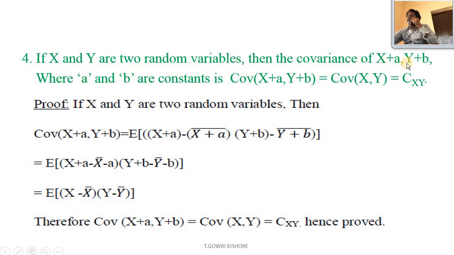Now the fourth one. If x and y are two random variables, then the covariance of x plus a comma y plus b, where a and b are constants, is co of x plus a comma y plus b, that is equal to co of x comma y, that is equal to Cxy. Proof: co of x plus a comma y plus b is equal to expectation of x plus a minus x plus a whole bar into y plus b minus y plus b whole bar. So that is equal to expectation of x plus a minus x bar minus a into y plus b minus y bar minus b. That is equal to expectation of x minus x bar into y minus y bar. Therefore, co of x plus a comma y plus b is equal to co of x comma y, that is equal to Cxy, hence proved.